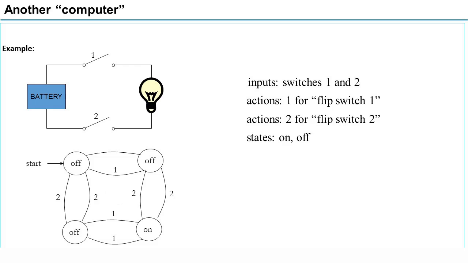Again, the same diagram has been given with an on state and three off states. It means that you have two switches. When you see the diagram, you can check it out. You have two switches, 1 and 2. Action 1 is for flip switch 1, and action 2 is for flip switch 2, and the states are on and off. When it's in the on state, the bulb will start glowing. When it's in the off state, the bulb will remain off.